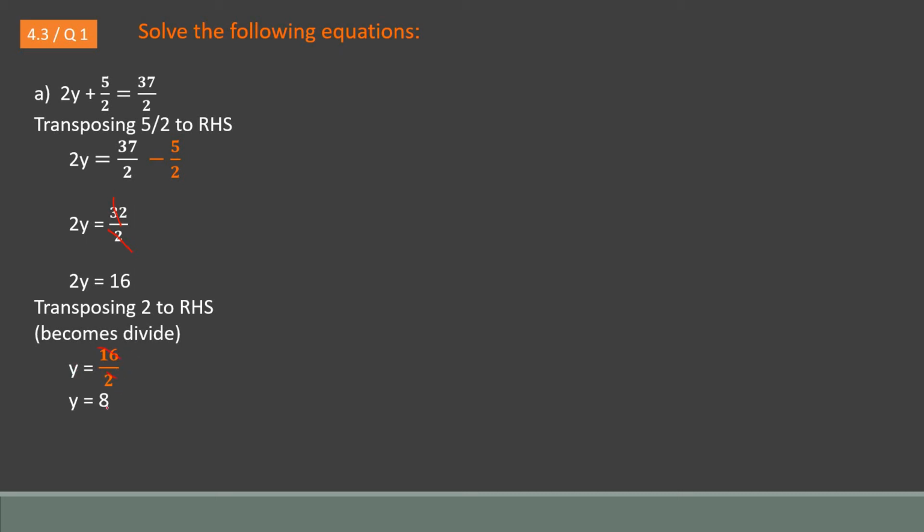16 divided by 2 is 8. That's why my value of y is equal to 8. Now, next sum will solve. 5t plus 28 is equal to 10.